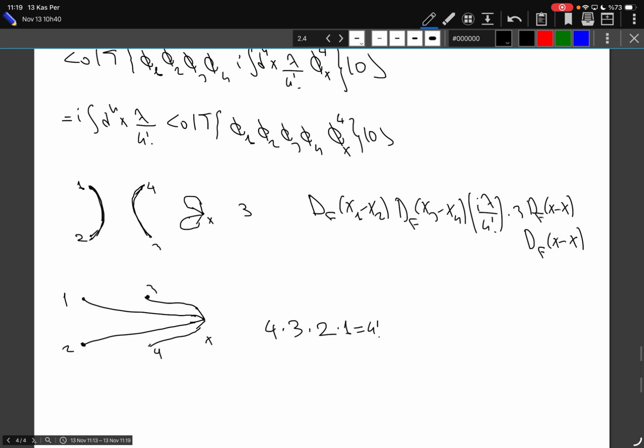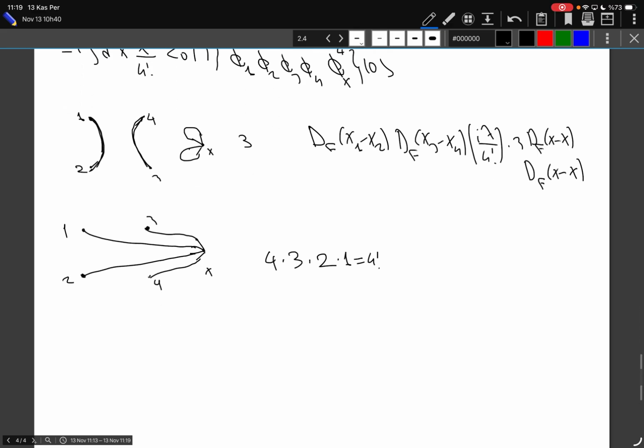Note that this is 4 factorial, which will cancel that 1 over 4 factorial in the definition of lambda. That is why I introduced that 4 factorial in defining that lambda. I don't have to do that, but conventionally we do that so that we don't need to worry about all those factorials in other places.